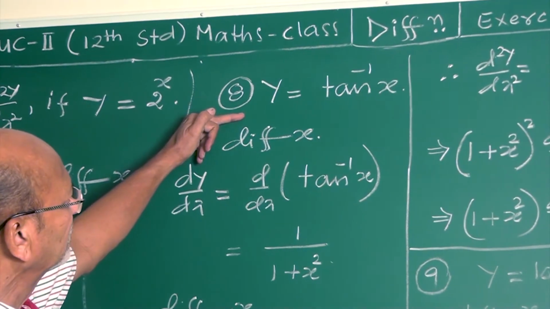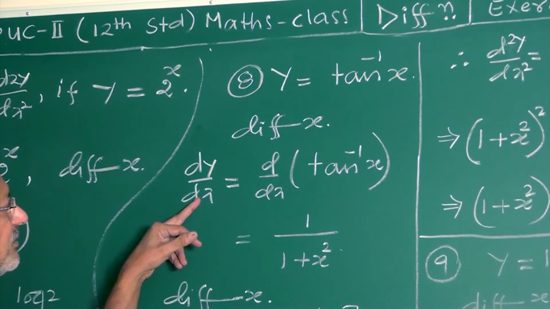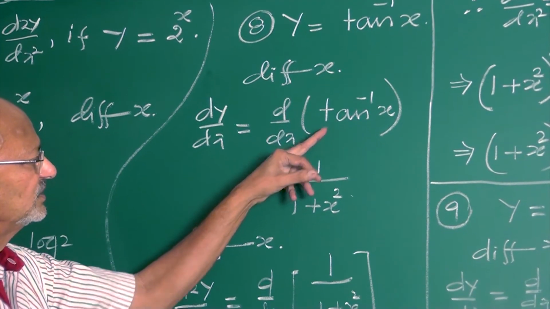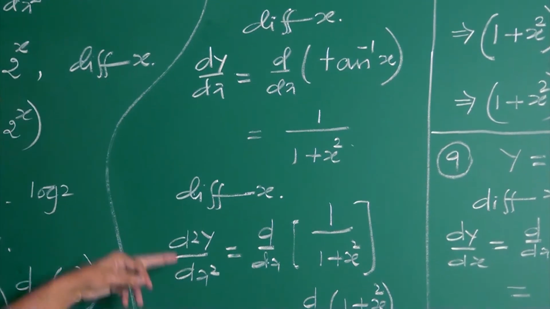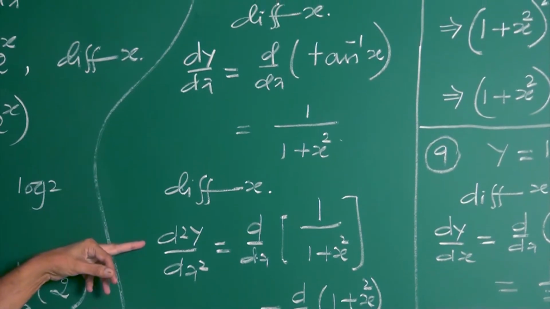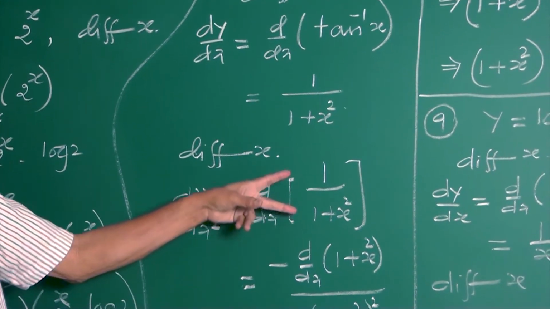Y equal to tan inverse x, another example. Differentiate with respect to x. dy by dx equal to d by dx of tan inverse x. Derivative of tan inverse is 1 upon 1 plus x square. Differentiate again with respect to x. Derivative of first derivative is second derivative. D by dx of 1 upon 1 plus x square.